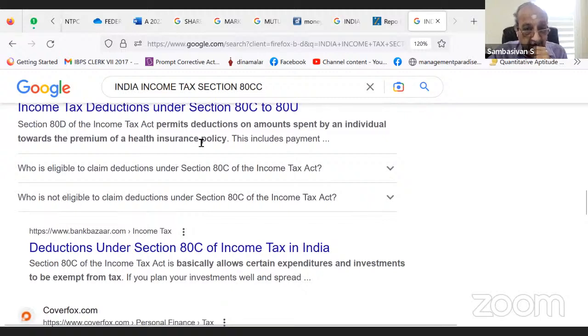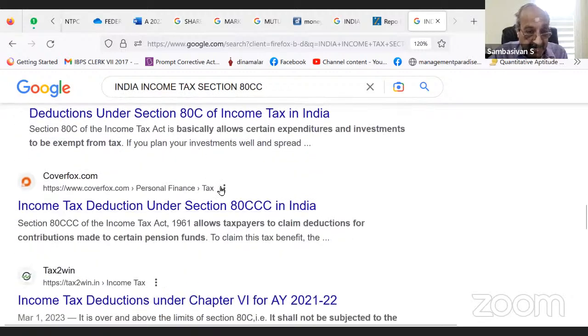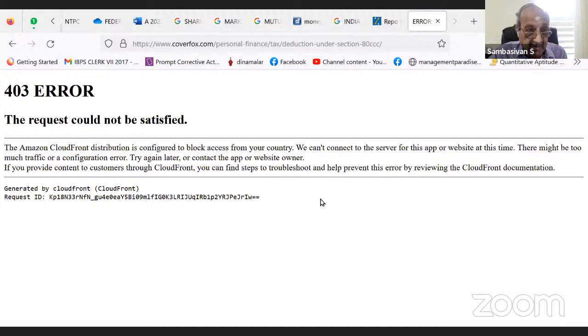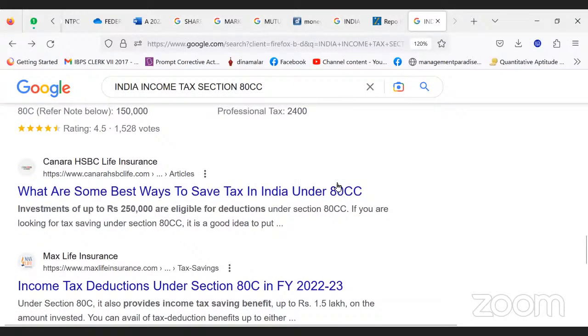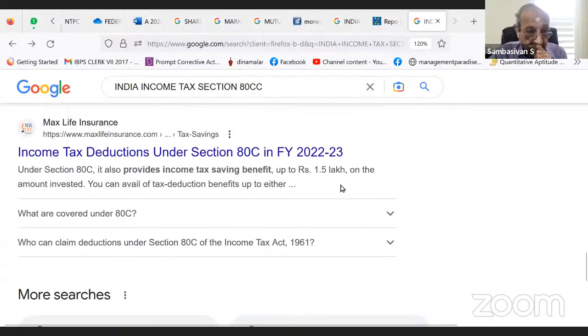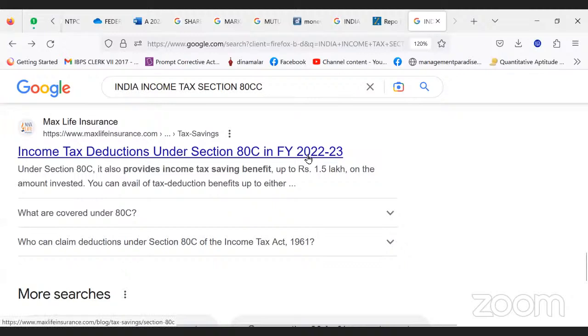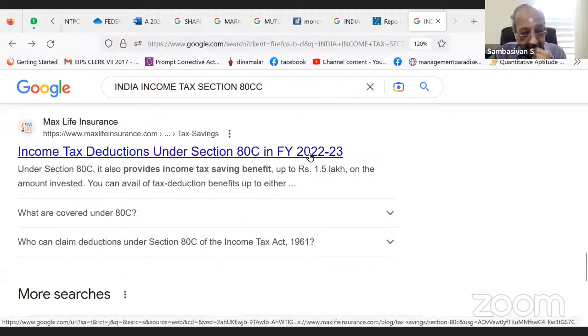Premium of health insurance policy also? That is under a separate section, not 80C. Sir, 80C is for deduction of various investments. Over and above that, pension funds, paid by an individual towards a specific pension fund. Mainly pension fund. Yes, exactly. Good. Very nice.